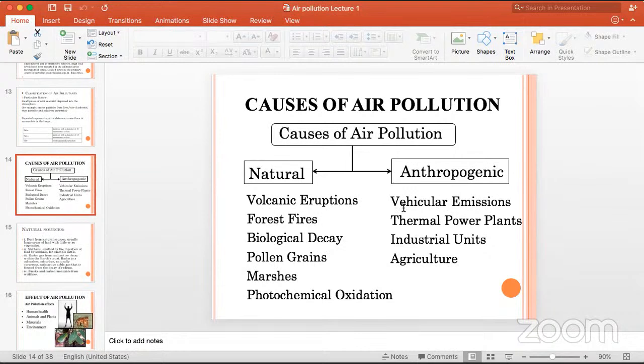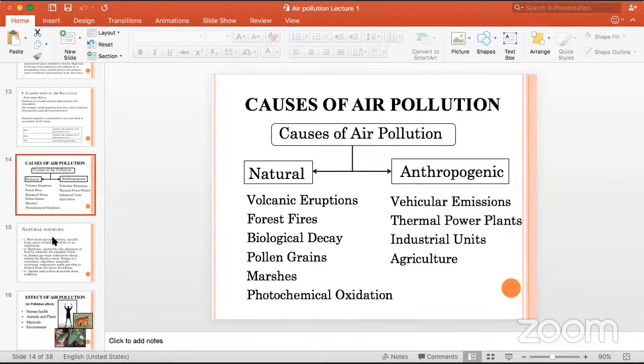So there are vehicular emissions, thermal power plants, basically all the industries, and even agriculture, right? We tend to forget about the last reason, but agriculture is also a dominant source of air pollution. The use of fertilizers causes a huge amount of particulate matter to be released into the atmosphere.